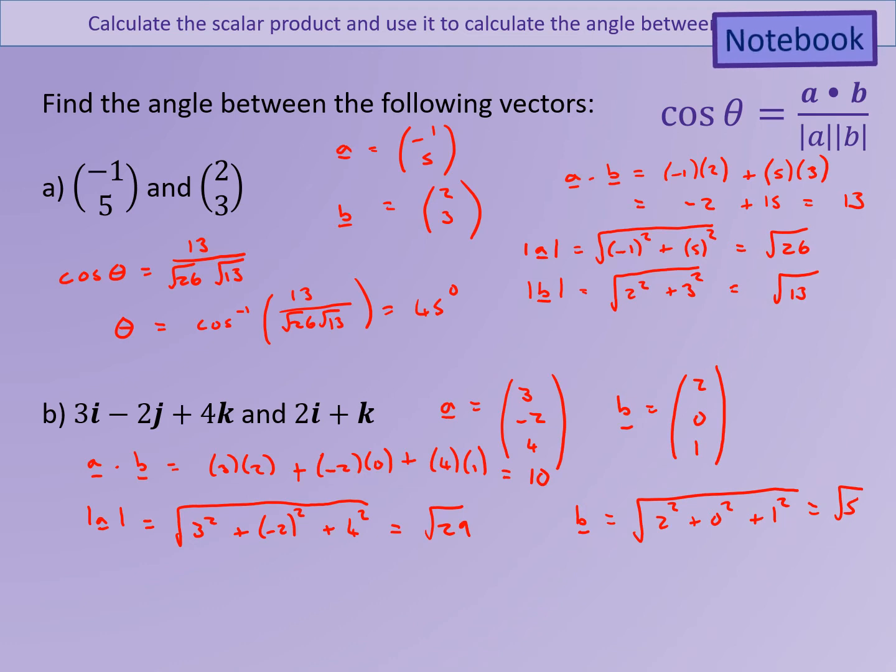So using the formula, we get cos theta is 10 over root 29 root 5. So theta is the inverse cos of 10 over root 29 root 5, which to 1 decimal place is 33.9 degrees.